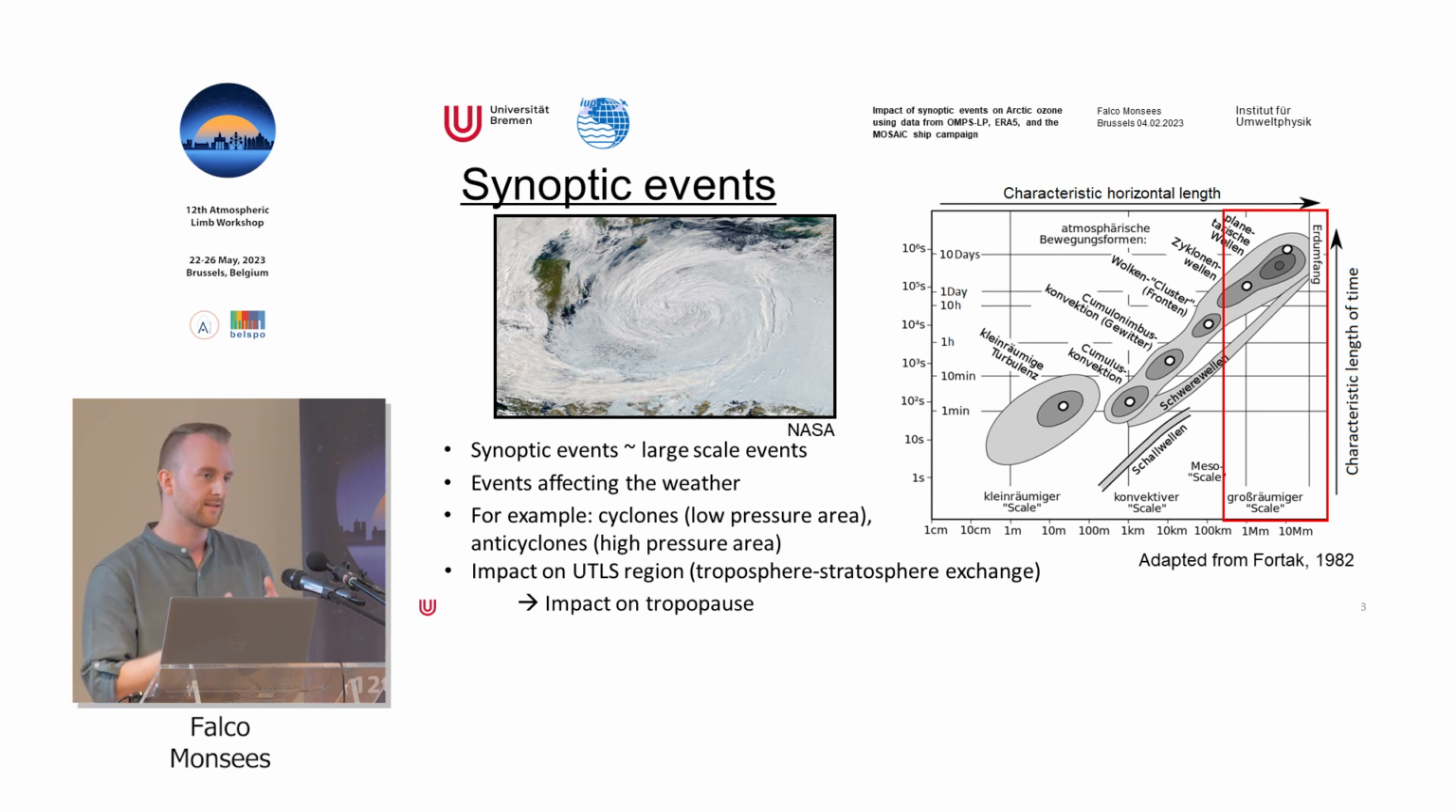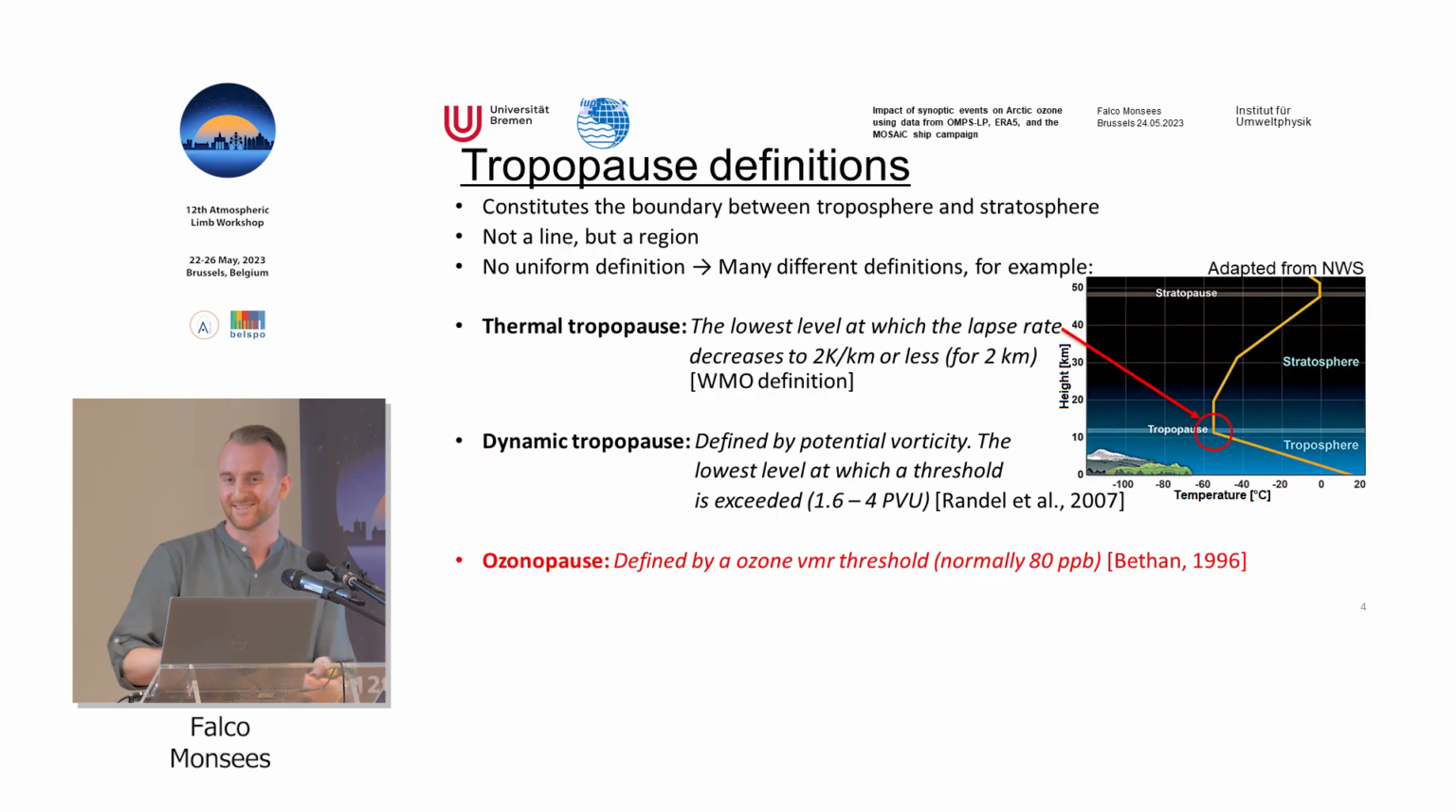And as I said, they have a strong impact on the UTLS region, the upper troposphere and lower stratosphere, and therefore especially on the tropopause. To give a brief overview, the tropopause is the boundary between the troposphere and the stratosphere, and it's not just a line but a region, and it has no uniform definition but many different definitions. For example, the thermal tropopause, which is defined by a change in the lapse rate of the temperature.